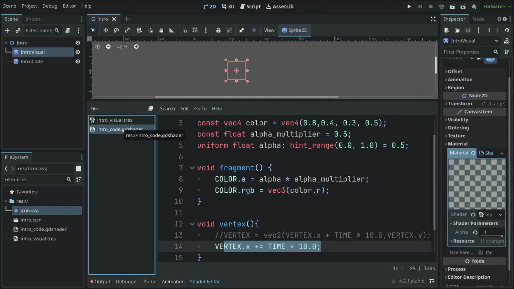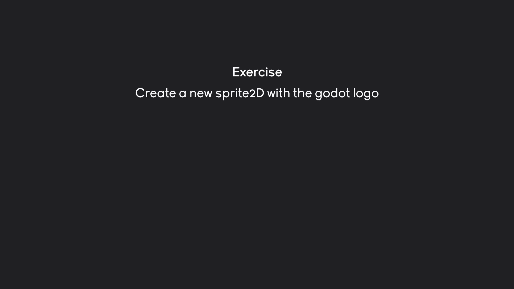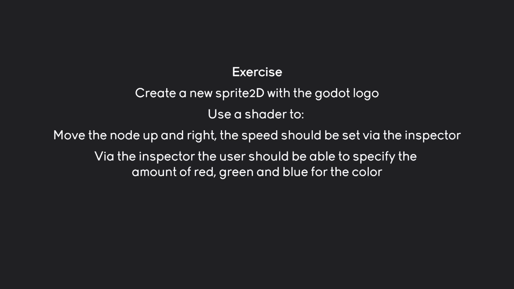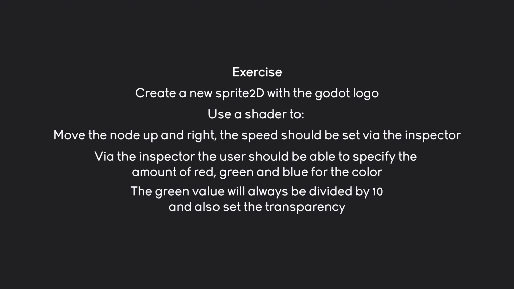But anyway, with that, we have covered the fundamentals of shaders. So let's do an exercise and then we are done with this video. What I want you guys to do is create a completely new Sprite2D with the Godot logo. After that, use a shader to move this node up and right. The speed for it should be set via the inspector. Via the inspector, you should also be able to specify the amount of red, green, and blue for the pixel color of this graphic. On top of that, the green value will always be divided by 10, and also set the transparency. Also make sure that you are creating both a visual and a regular shader to solve all of this. Pause the video now and see how far you get.